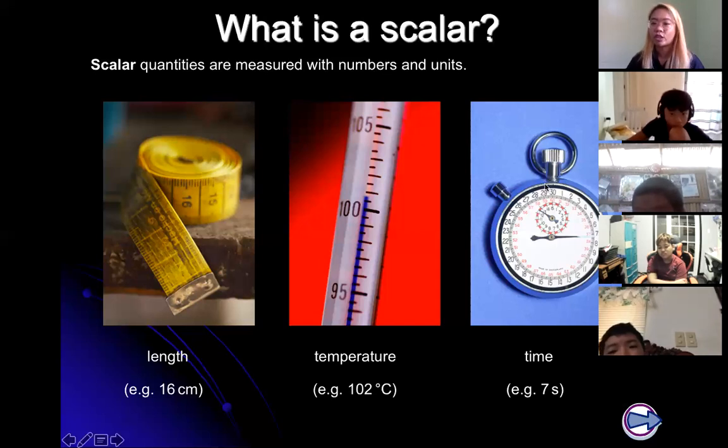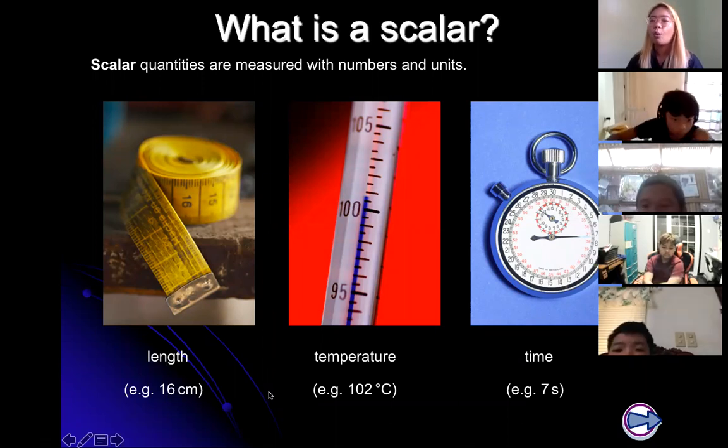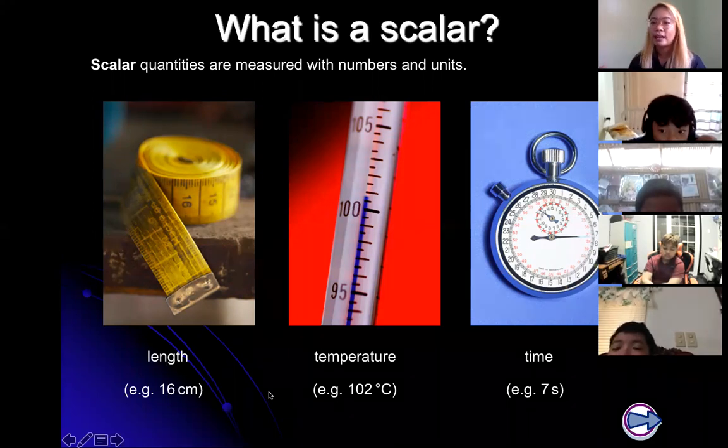Do we have a question? Or are we okay? Is everything clear? Yes. Yes, okay. So I have a question. If I want to measure weight, the heaviness, I want to measure the weight, is that a scalar quantity?